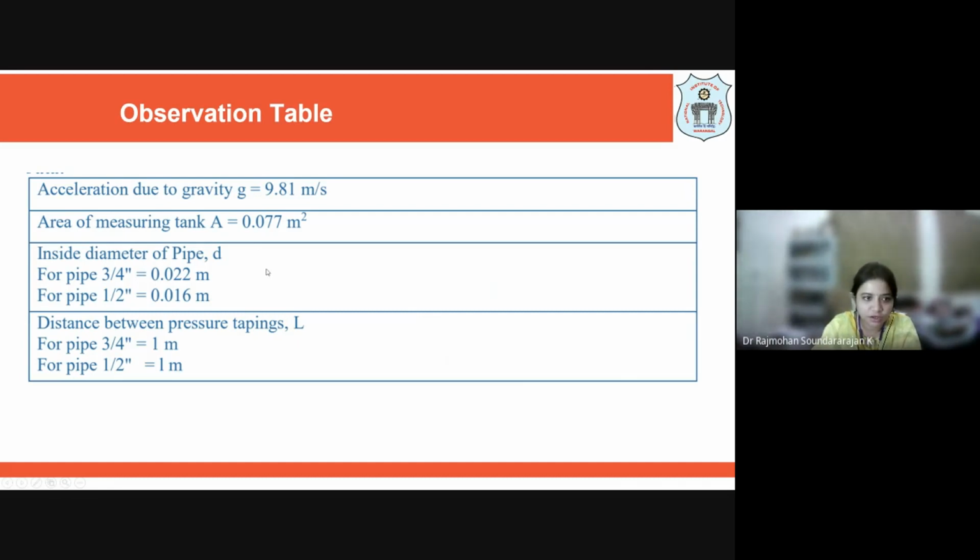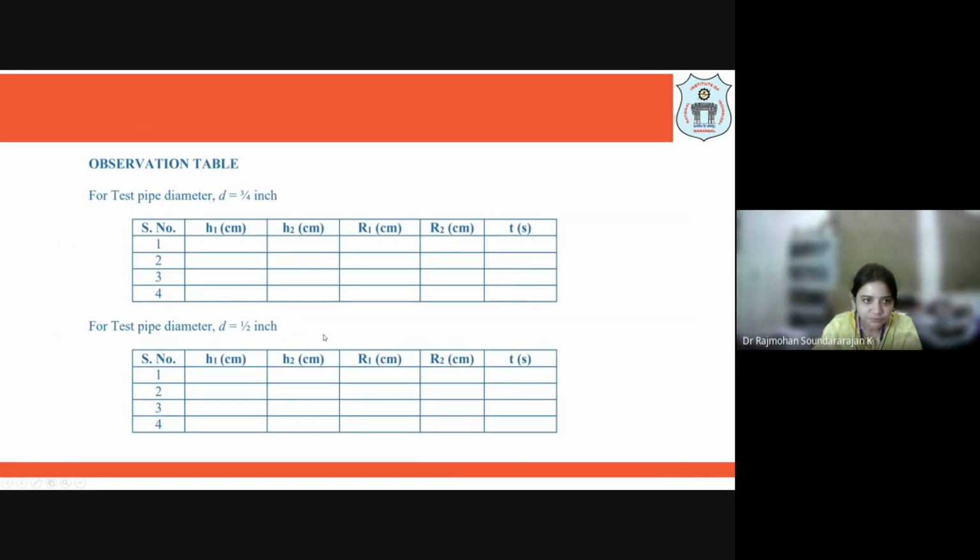As you know, there were two pipes of different diameters which are considered: pipe of larger diameter and pipe of smaller diameter. The inside diameter of these pipes is taken to be 0.022 meter and 0.016 meter. The distance between the pressure tapings is denoted by capital L, which is 1 meter for each of the pipe diameters. Thereafter we go to the observation table.